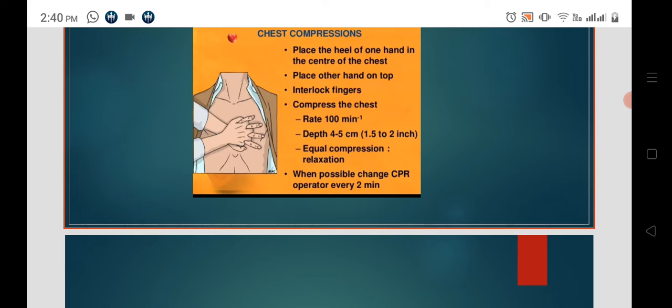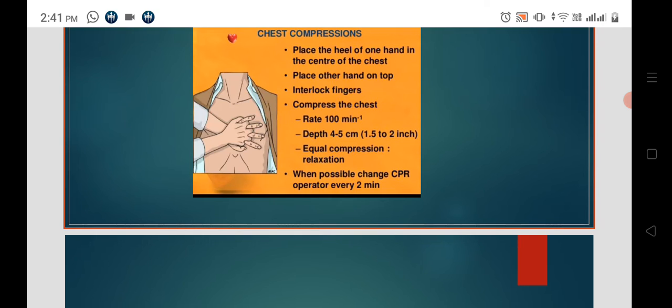And the rate is important while doing the chest compressions. The rate and the depth of the chest compressions are important. What is the rate? It is 100 per minute, meaning in 1 minute you can do 100 chest compressions. That much rate you need to maintain, and the depth is very, very important. That is 4 to 5 centimeters, or 1.5 to 2 inches. You need to press 1.5 to 2 inches down, so that you can regain the circulation to the heart, and you can increase the respiration and the circulation.